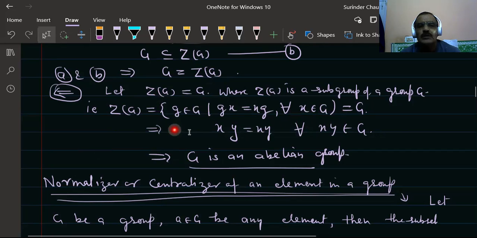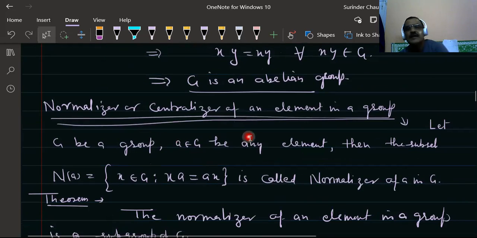Therefore, this implies xy is equal to yx for all x belongs to G. ZG equal to G means this holds for all the elements, and this is equal to G as given. Therefore, x belongs to G also belongs to ZG, and they are equal. So because this is an abelian group, therefore xy is equal to yx.